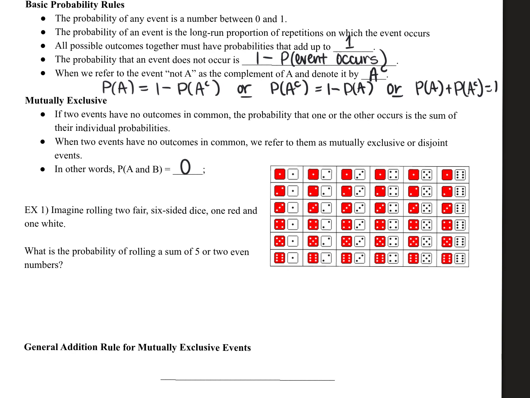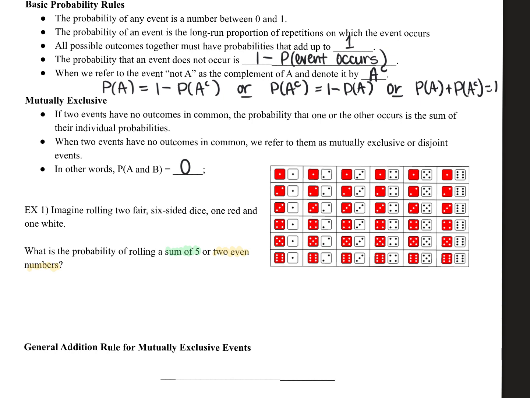So let's use that and our lovely table of outcomes when it comes to rolling 2 dice. This is a much prettier table. It's got the pictures of the dice. The red die is our first one, and the white one is our second one. So imagine rolling 2 fair 6-sided dice, 1 red and 1 white. We want to know the probability of rolling a sum of 5 or 2 even numbers. So in my table, first I'm going to find the ones where we have a sum of 5, which I'm going to highlight green, and then I'm going to do 2 even numbers in yellow.